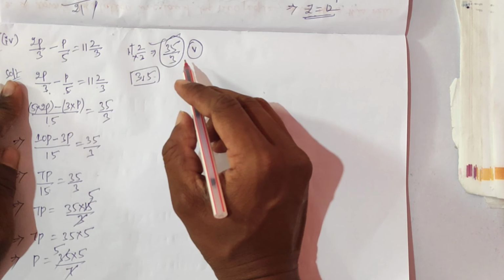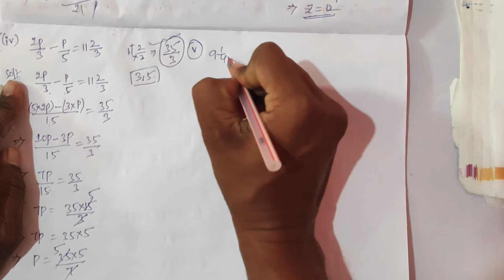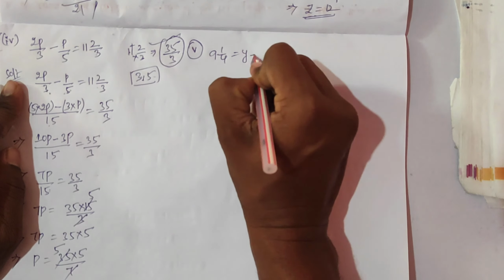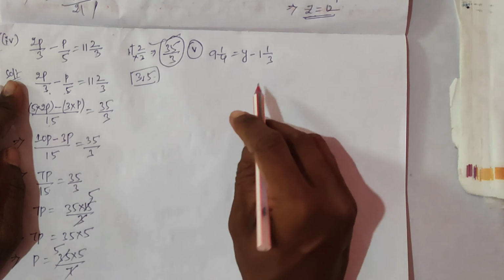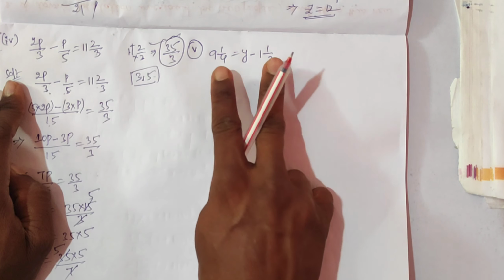5. Question number 5 is also the same. What is given? 9 1 by 4 is equal to y minus 1 1 by 3. He has given both the LHS side and the RHS side as mixed fractions.